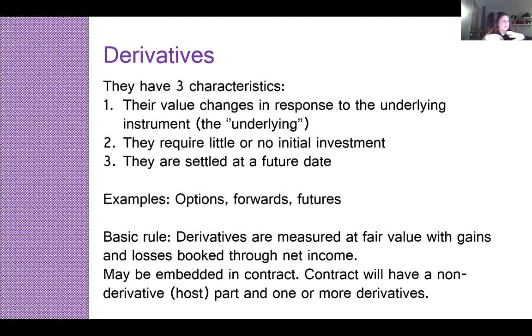A derivative can be included in a contract, like with convertible bonds, where a part of the contract is a non-derivative, like the bonds, and the other part of the contract is a derivative, like warrants. You're often going to see in the problems from past midterms that convertible bonds are often mixed with warrants. So that's the type of embedding into a contract that you're going to see.